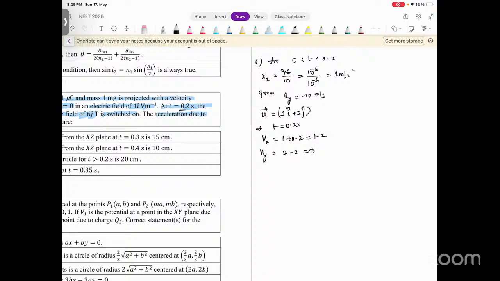That will be equal to 0. So therefore, height will be equal to how much? H is equal to u into t, that is 2 into 0.2. G is negative, so minus half into 10 into 0.2 whole square time. So that will be approximately 0.2 meter, the height reached by this particle.